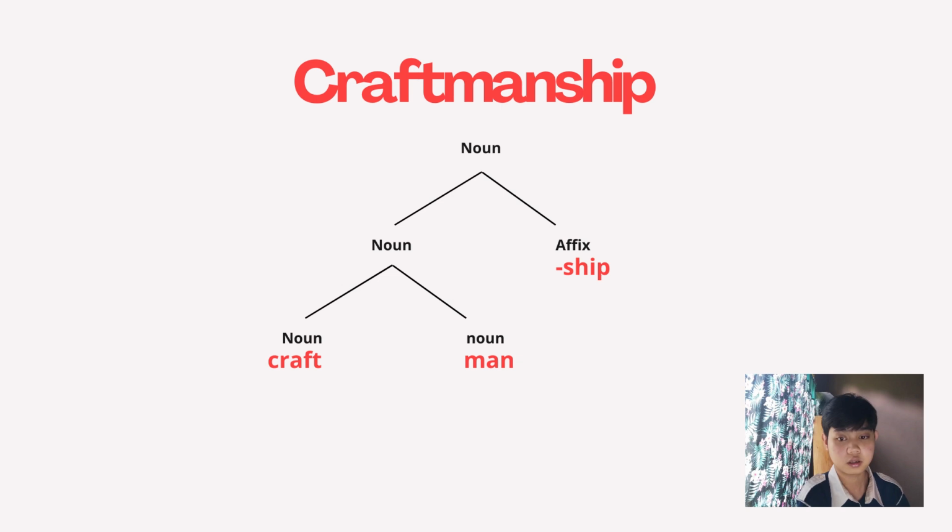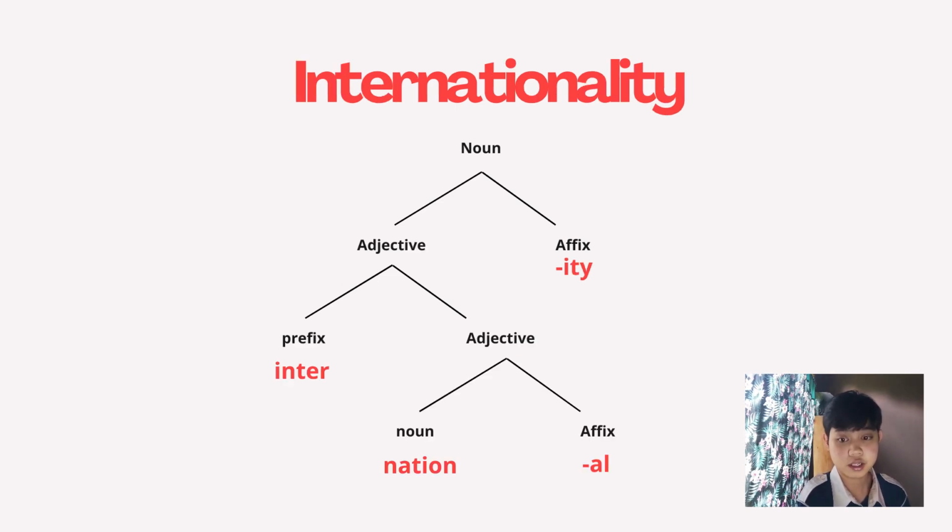And number 3, we have internationality. The word internationality consists of the root nation, and 3 affixes: inter, al, and ity. The prefix inter means between, while al and ity are derivational suffixes. This word refers to the state or quality of being international.